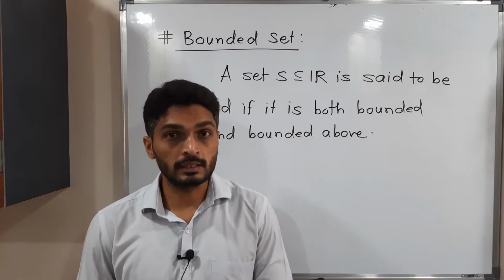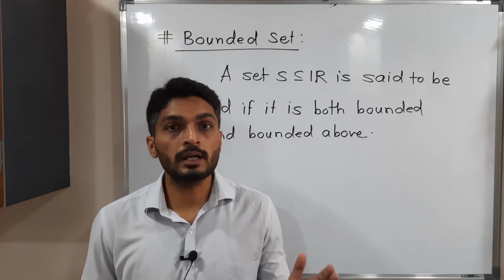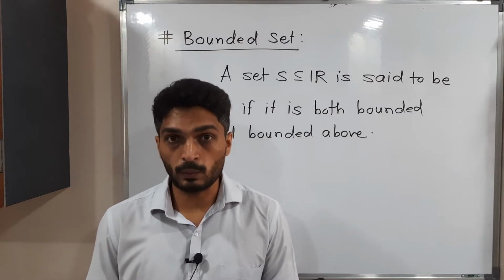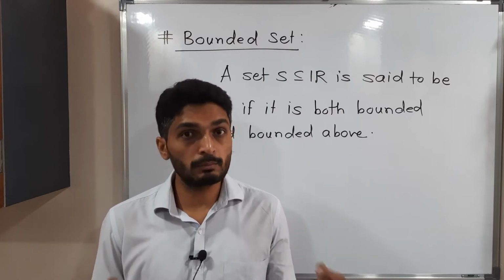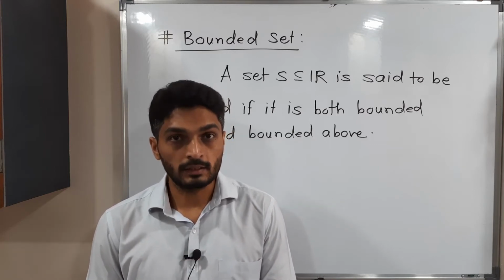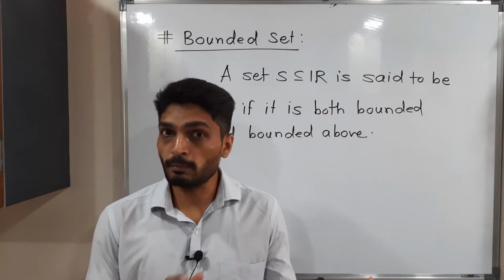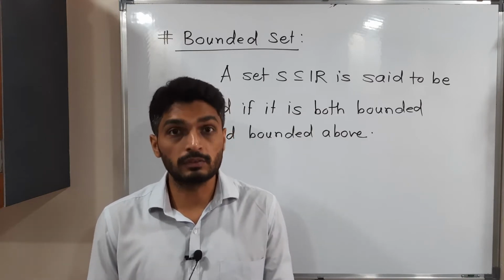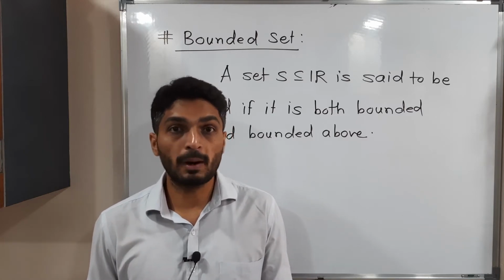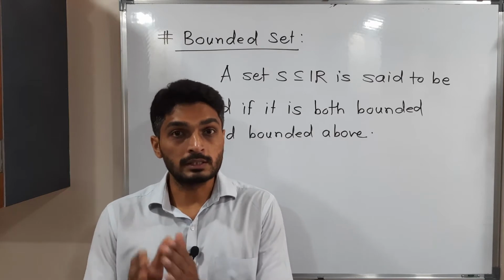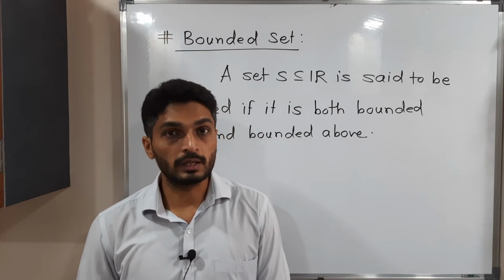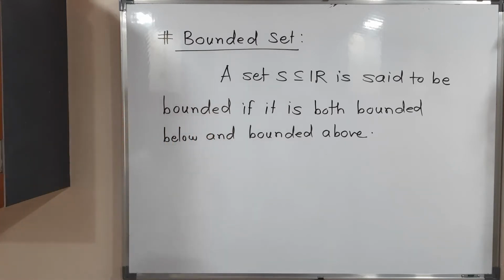If the set is bounded below as well as bounded above, then we say the set is bounded. That means the set should have a lower bound and an upper bound, both. If the set is bounded above but not below, then we will not say it is bounded. Or if the set is bounded below but not bounded above, then also we cannot say it is bounded. So we should have a lower bound as well as an upper bound, then only we say the set is bounded. You can make a screenshot of this definition.